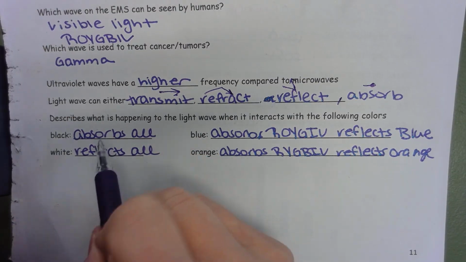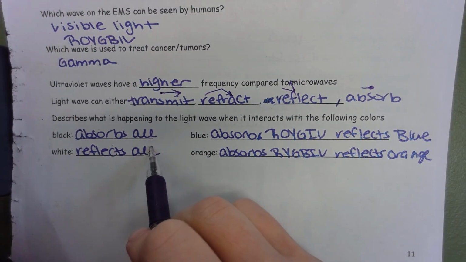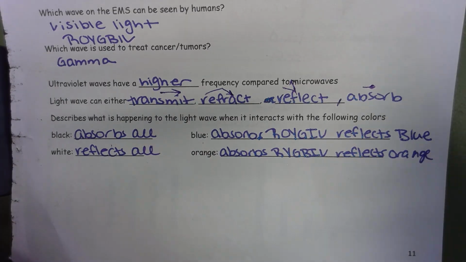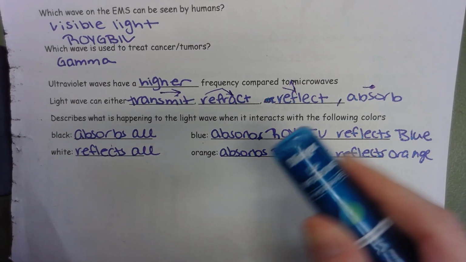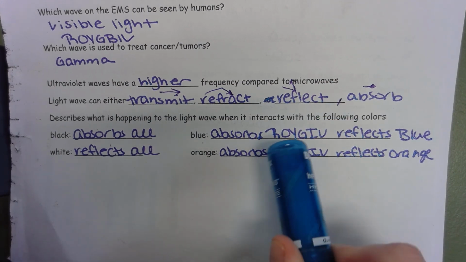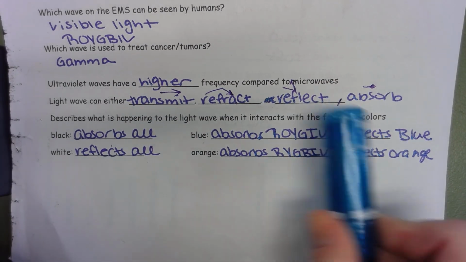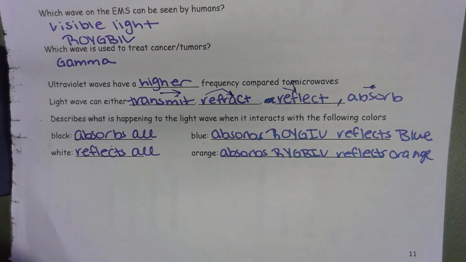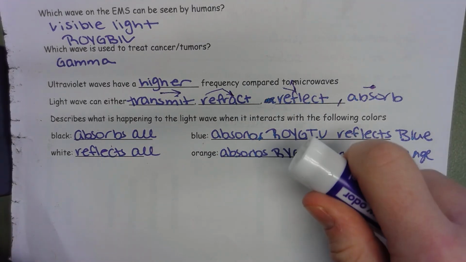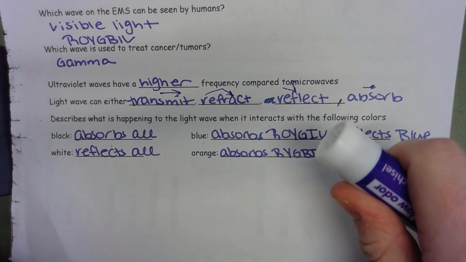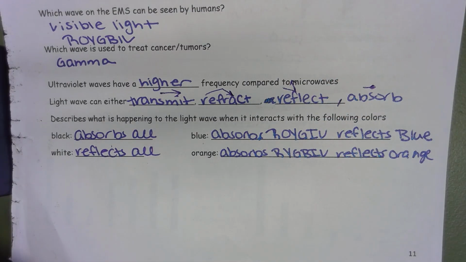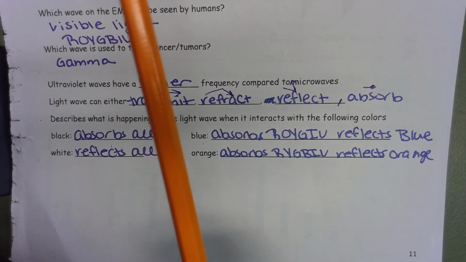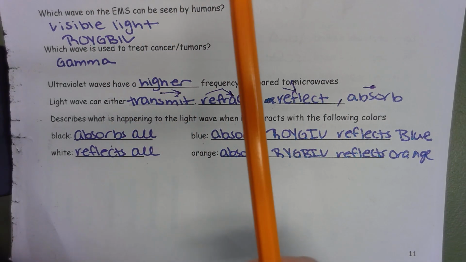If something is black, it's absorbing all the wavelengths of light. If something is blue, it's absorbing Roy-G-Biv. Oh, not quite. It's absorbing red, orange, yellow, green, indigo, and violet, but it's reflecting blue, and that's why you see it as blue. If something is white, it's reflecting all wavelengths of light back to your eyeball. And if something is orange, it's absorbing red, yellow, green, blue, indigo, and violet, but it's reflecting orange.